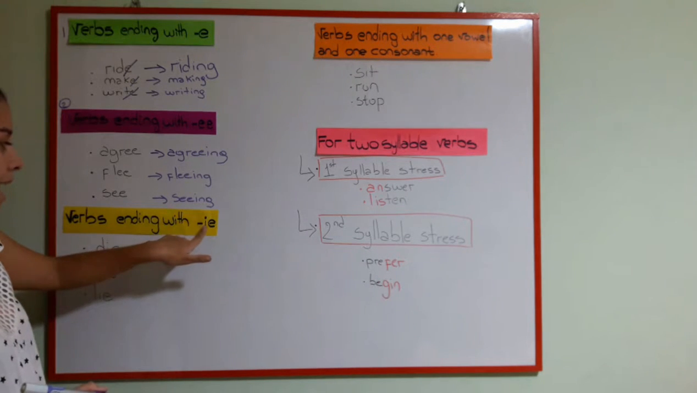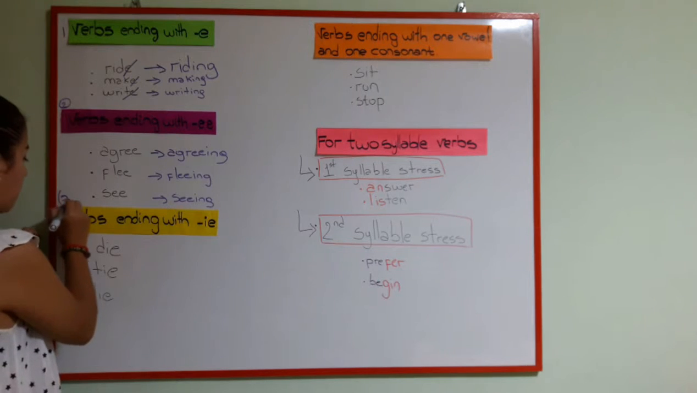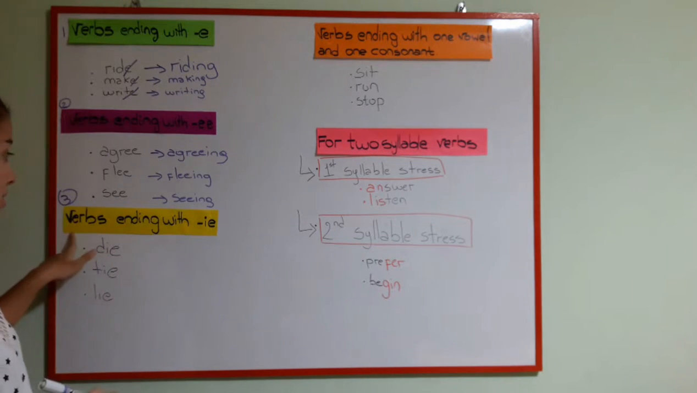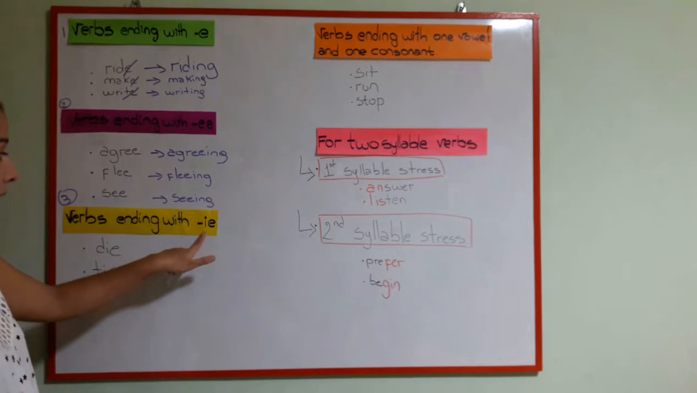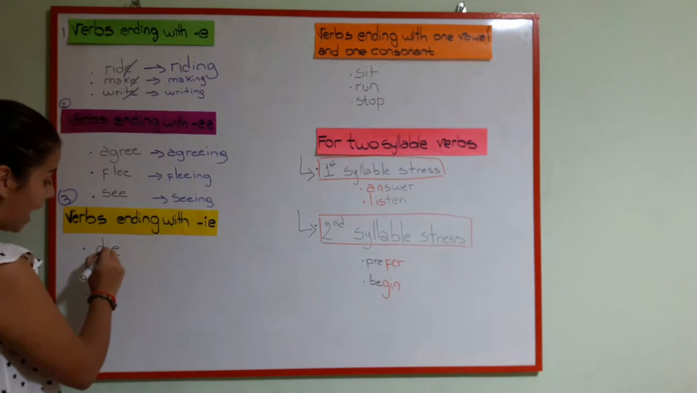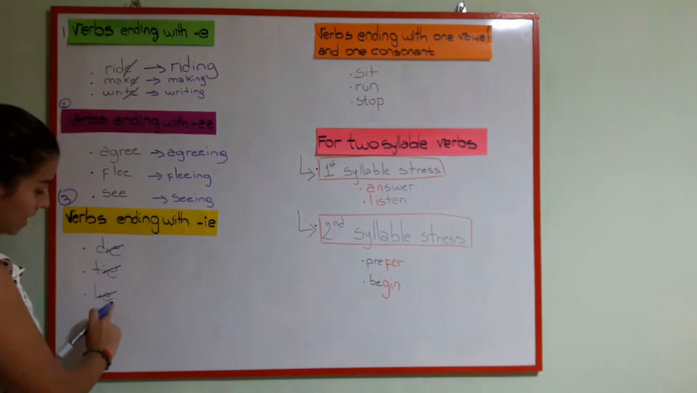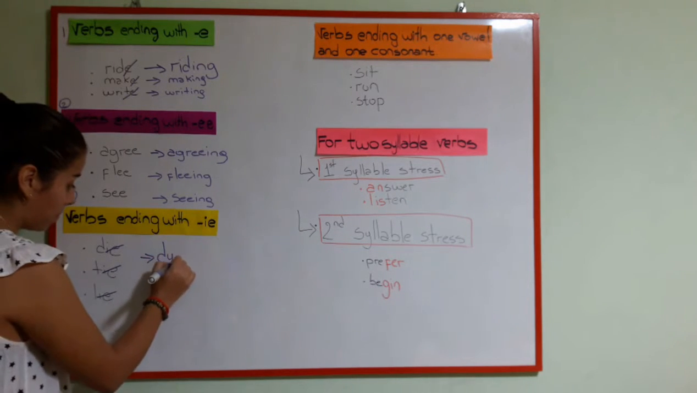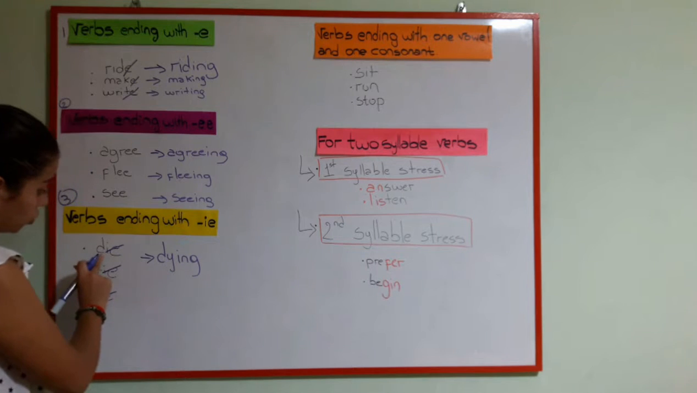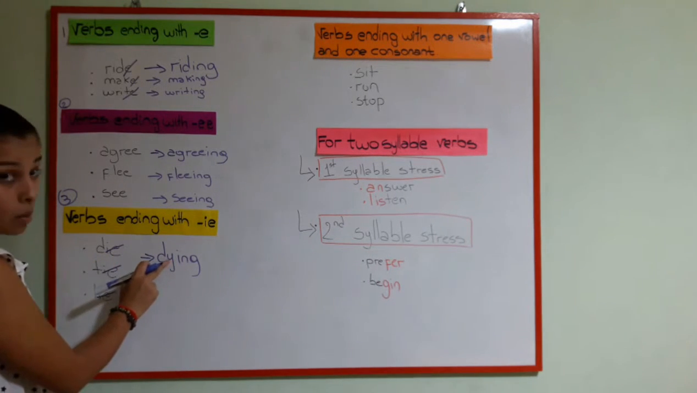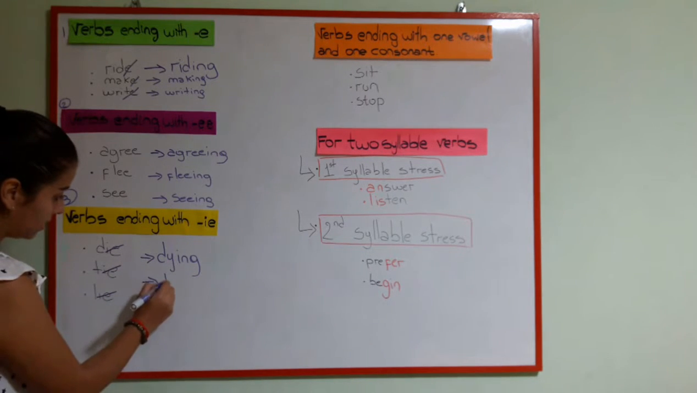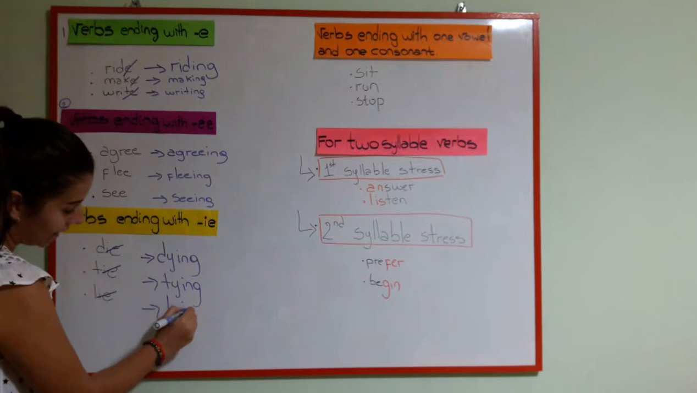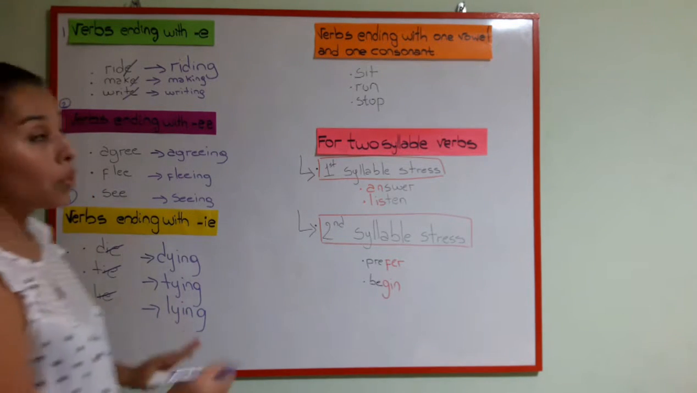Verbs ending with IE. Yeah? This is the third rule. Die, tie, lie. Which is the rule for these verbs? For verbs ending with IE, we drop the IE, yes, the IE, and we add the Y, okay? And then ing. For example, dying, yes, we drop IE and we add the Y and then ing. Tying, lying. Perfect.